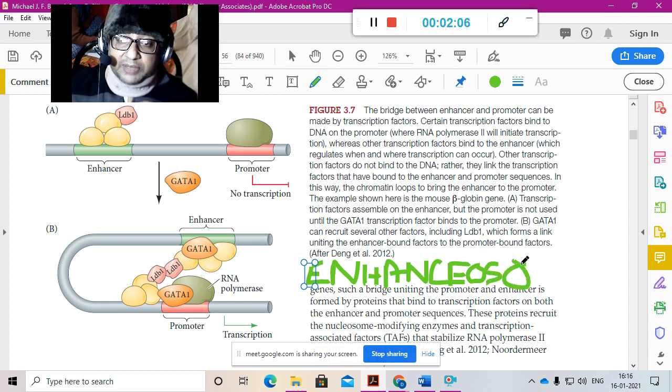My PhD thesis dealt a lot with these transcription factors and enhanceosome complexes.